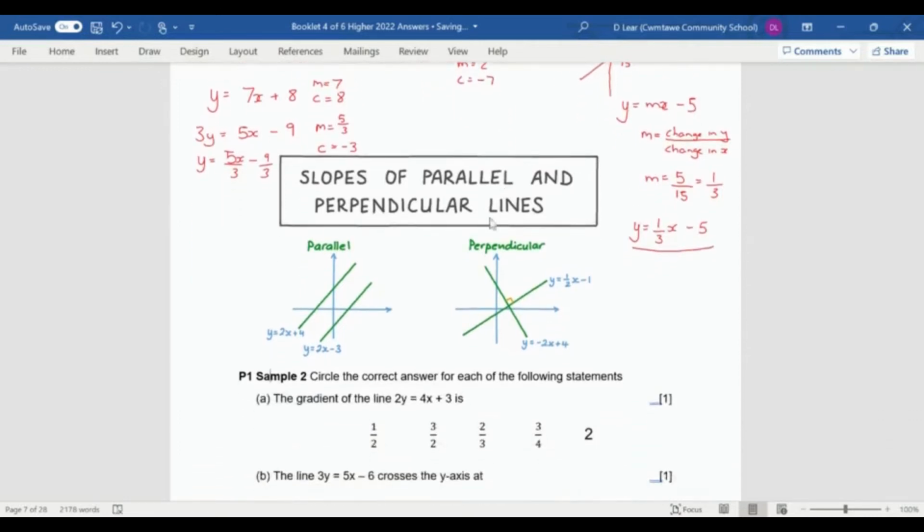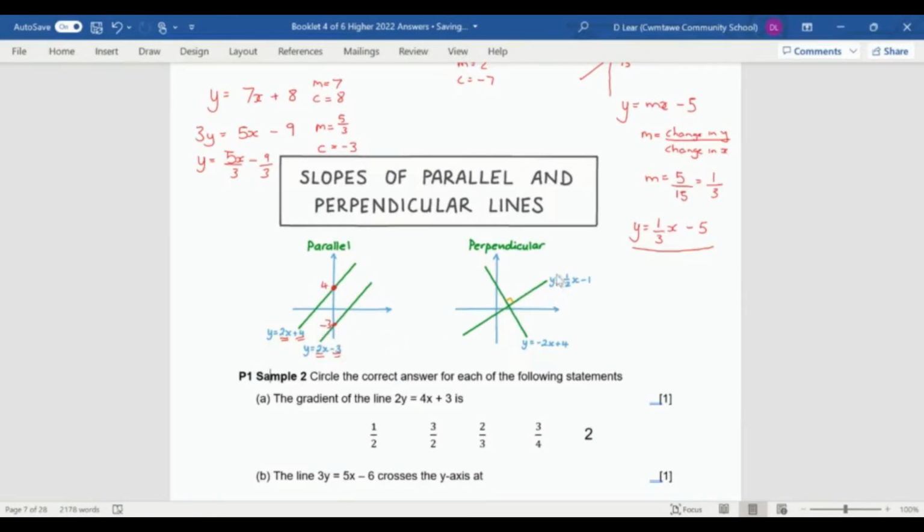Let's move on to parallel and perpendicular lines. If lines are parallel, they have the same gradient, the same steepness, but a different y-intercept. So in these two lines, both the gradients are 2, but on the top line, the y-intercept there is 4, and in the bottom line, because of the number there, the y-intercept here is -3.